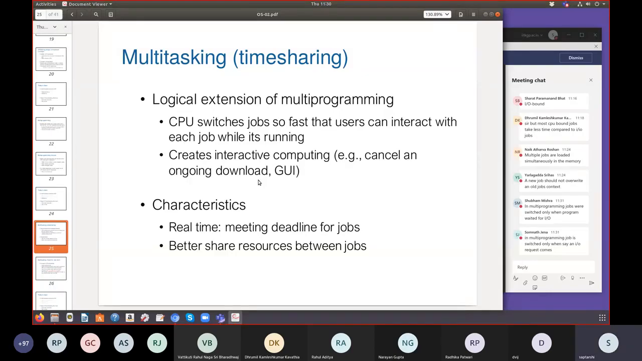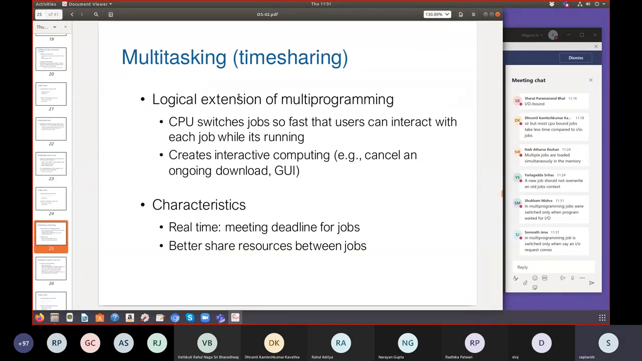And that is why multitasking does not depend upon a good mix of IO bound and CPU bound jobs. This is the reason, right? Even if all jobs are CPU bound, still the CPU will time share, as in share the time among all those jobs. And of course, if there are some jobs which are waiting for IO, then of course it will be switched out and some other job will be allocated to the CPU.